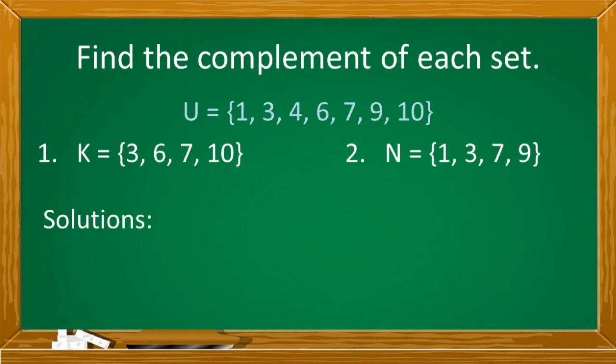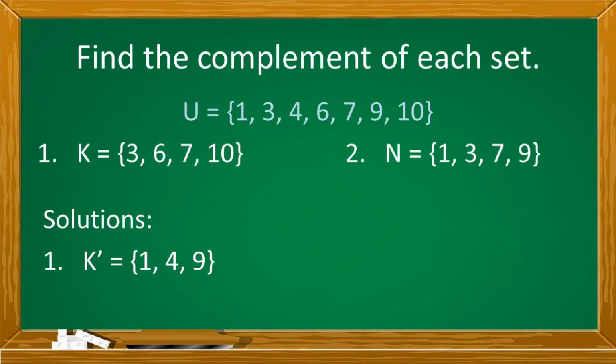Solutions. Number 1. The elements of set K are 3, 6, 7, and 10. What are the other elements in the universal set which are not present in set K? So mula sa universal set, eliminate natin lahat ng elements ni set K. We have 3, 6, 7, and 10. What are the other elements na nasa universal set at wala kay K? We have 1, 4, and 9. So the complement of set K are these elements. Lahat ng elements na kulang o wala sa set K pero nasa universal set.